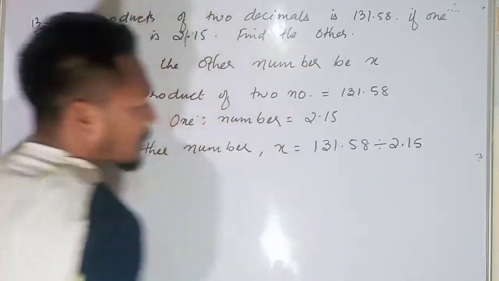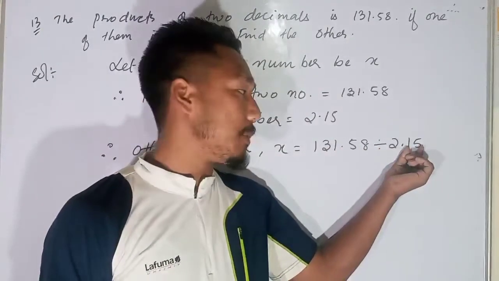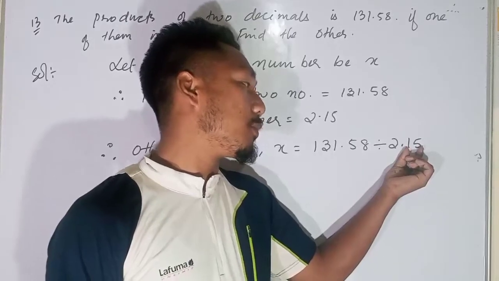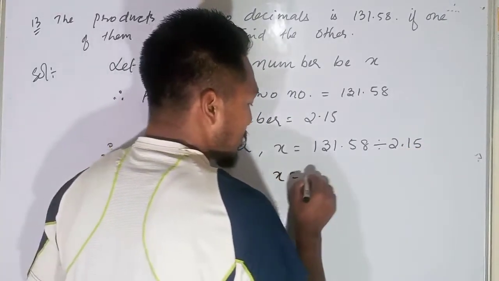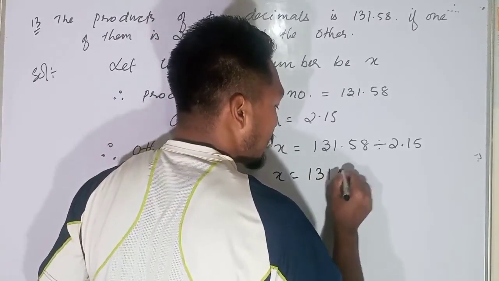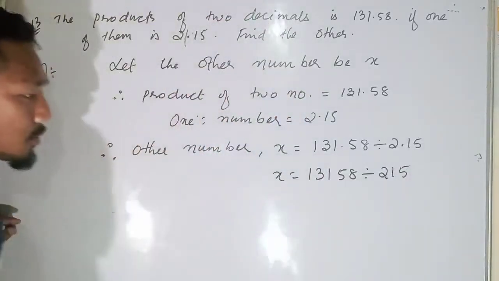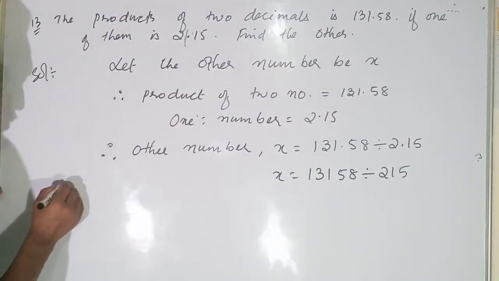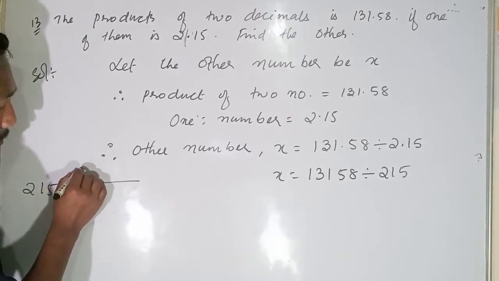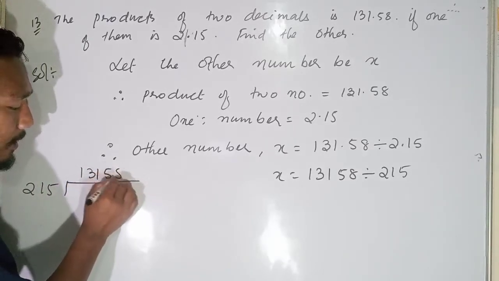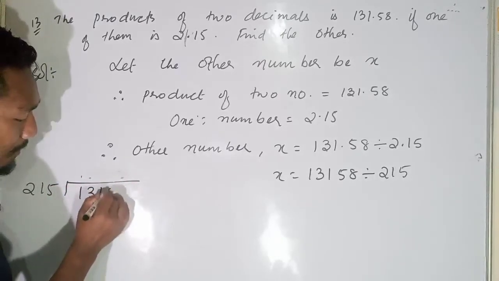Now you see both of them have two decimal places, so we can easily remove the points. x is equal to 13158 divided by 215. Let's divide these two numbers. So 215 into 13158. I have to write it below.